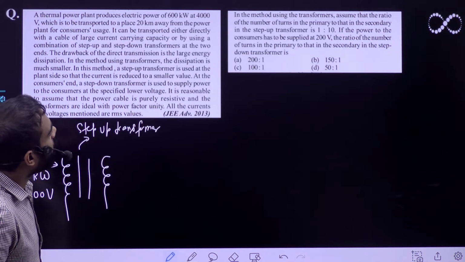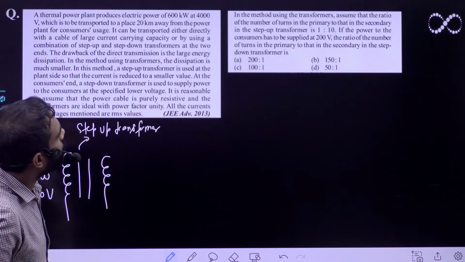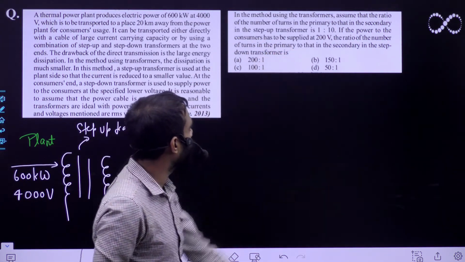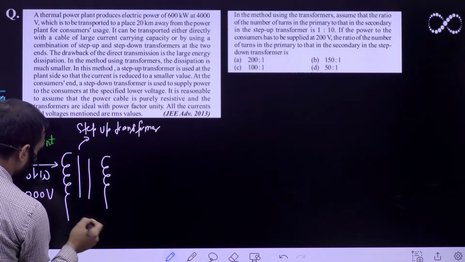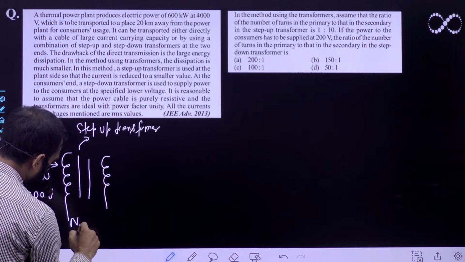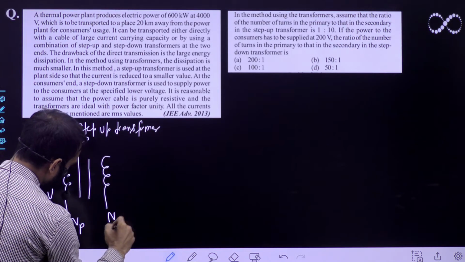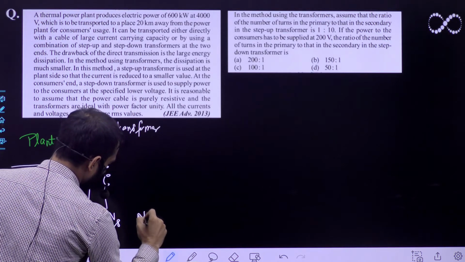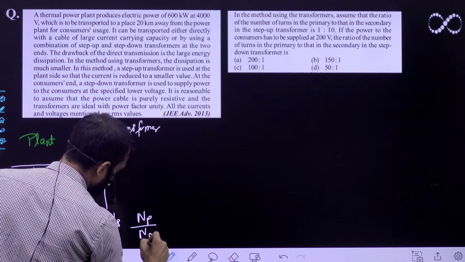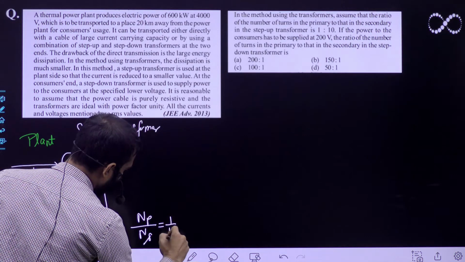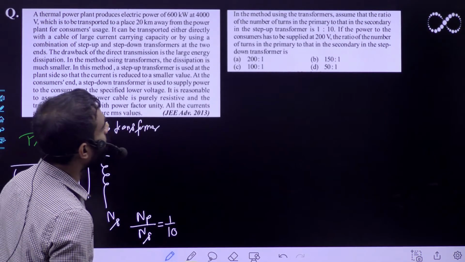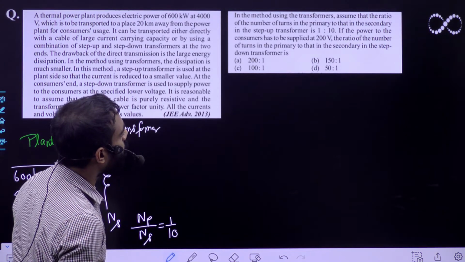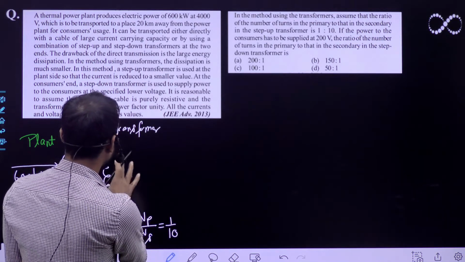Now it is saying that the ratio of number of turns in the primary to that of the secondary in the step up transformer is 1:10. So suppose I write NP here, and NS here. It is given in the question that NP upon NS is equal to 1/10. Okay.